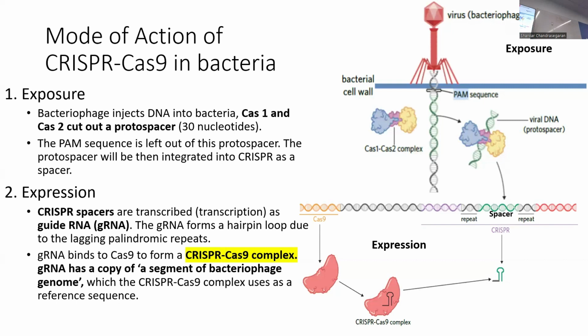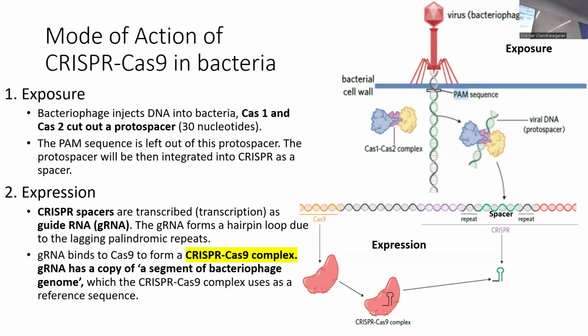It then cuts out a segment of the bacteriophage DNA using Cas1 and Cas2 to make a protospacer, leaving out the PAM sequence. The PAM sequence is that recognition sequence for the bacteriophage, and that protospacer will be integrated into the spacer.